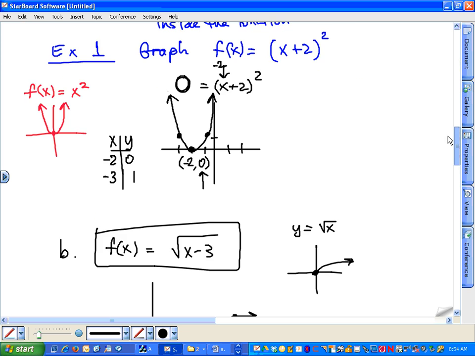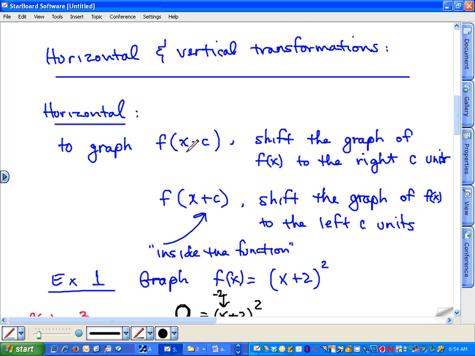back here when we talked about horizontal shifting, if it was x minus c, what direction did that actually move it? To the right. Isn't that opposite of what you might think? If it's x plus c, it moved to the left. What's that phrase I always say? Inside the function is opposite.